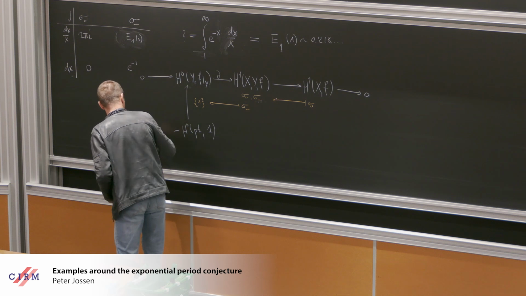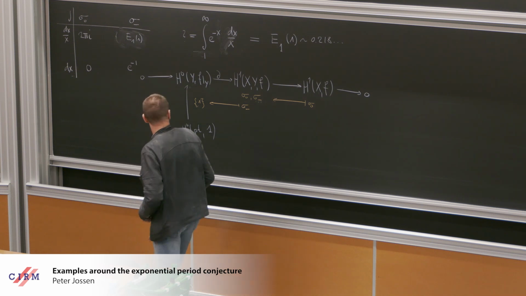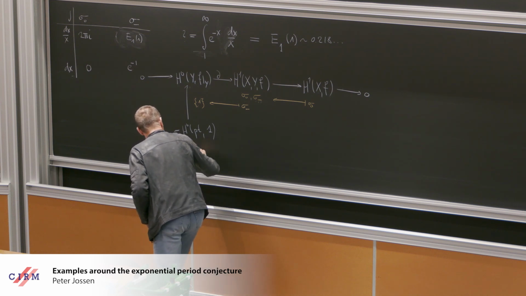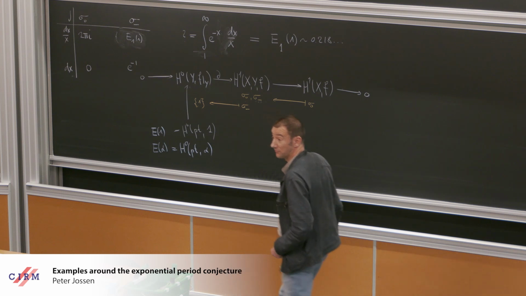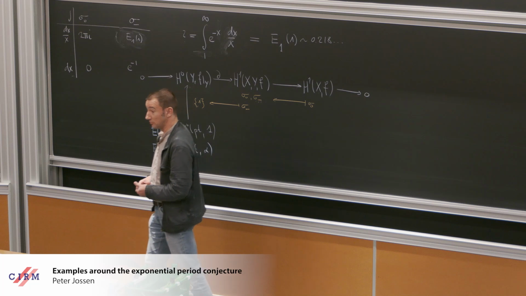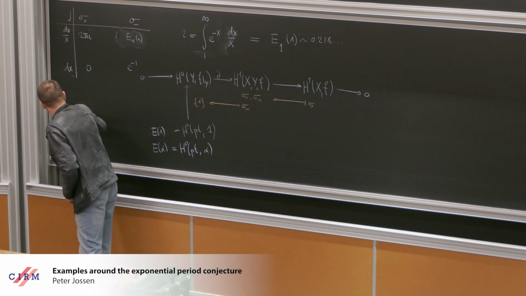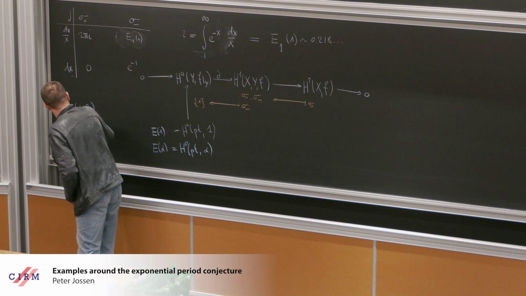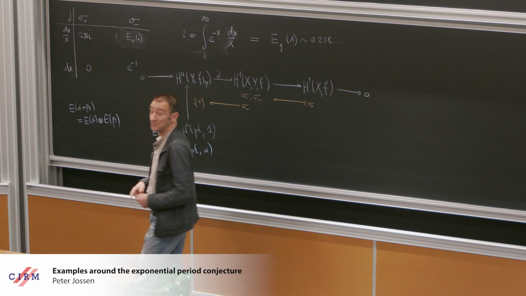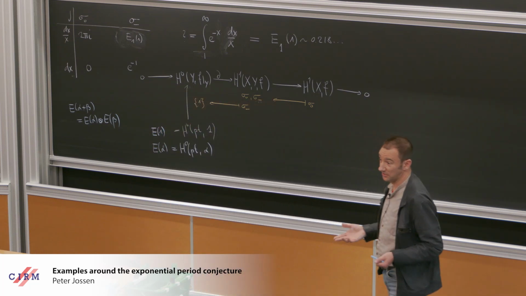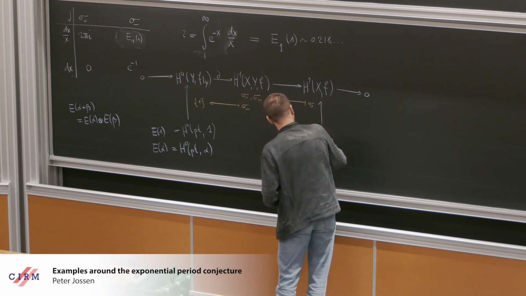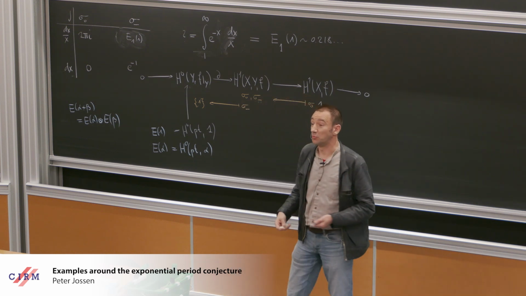write this motif as E1. In general, I will say E alpha is H0 of the point, and the constant alpha for a function. So these motifs are pretty easy to understand. E alpha plus beta is E alpha tensor E beta. And that should remind you of exponential of alpha plus beta is exponential alpha times exponential beta. This motif here is also easy to understand. That is just Q(-1), the H1 of G_m.